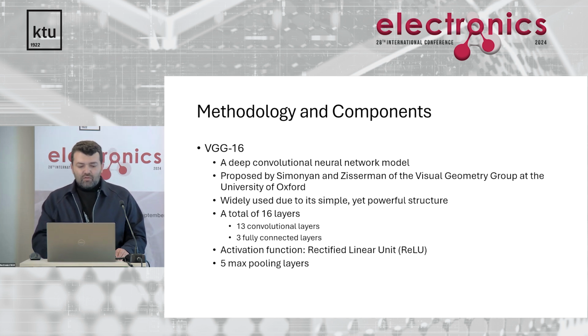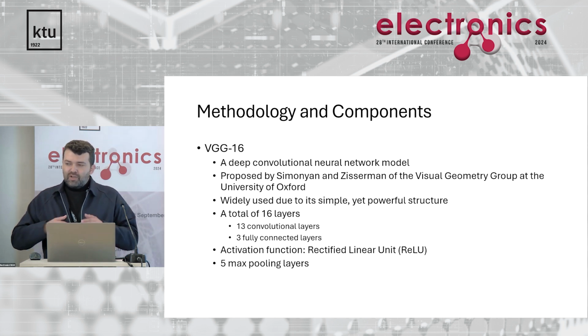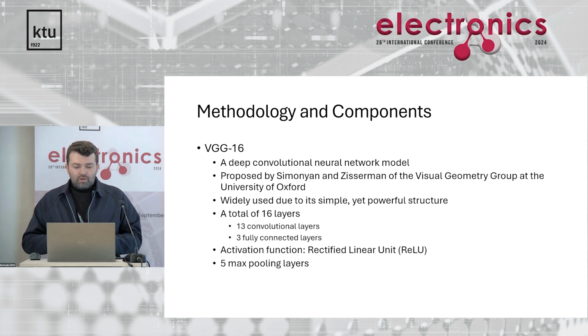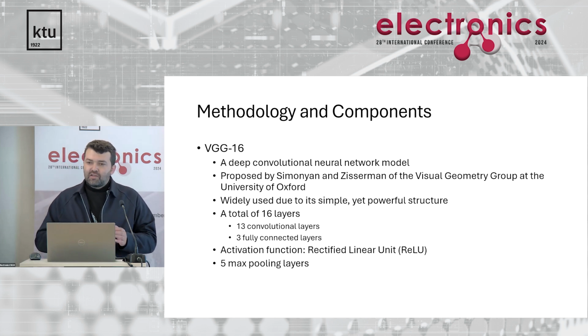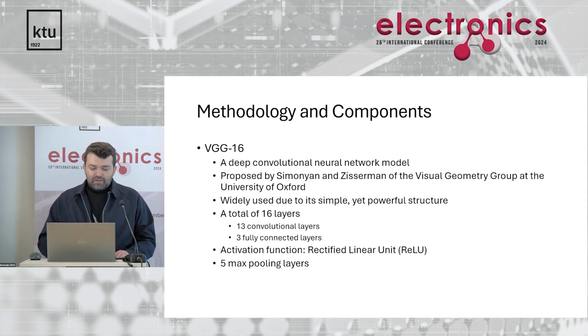After that, we have the famous VGG16. We have used VGG16 for the computer vision part of the system. It's a deep convolutional neural network presented by the Visual Geometry Group of the University of Oxford, and although it's simple, it is widely used in a variety of tasks, and it has 16 layers. Of these 16 layers, we have 13 feature extraction layers and 3 fully connected layers. Additionally, for nonlinearity, we have ReLU activations, and for dimension reduction, we have 5 max pooling layers.